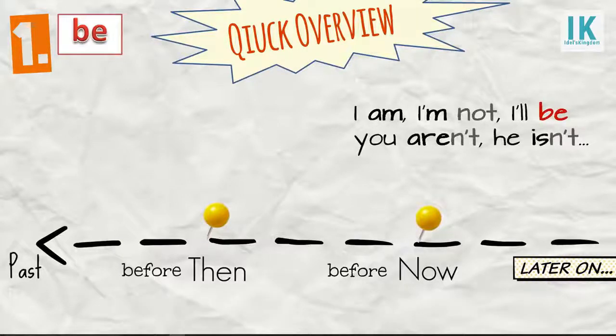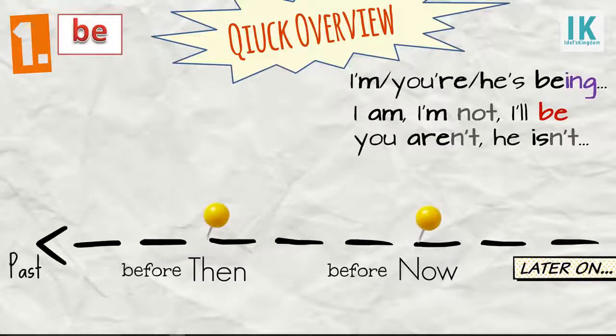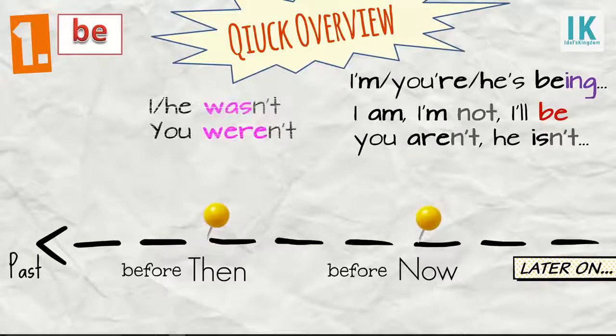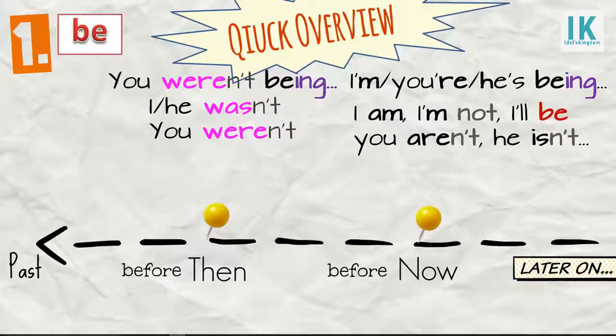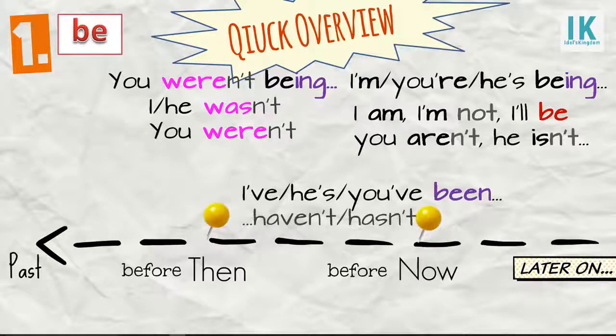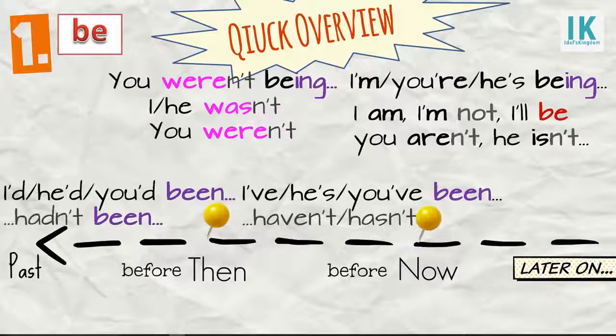Alright, so it's I am, you are, he is. Okay, then we say I'm being or you're being, he's being. In the past, it's I was or I wasn't, he was, he wasn't, you were, you weren't. We can say you were being or you weren't being. Then we have I've been, he's been, you've been, or the negative I haven't, hasn't been, and I'd been, he'd been, you'd been, and the negative hadn't been.